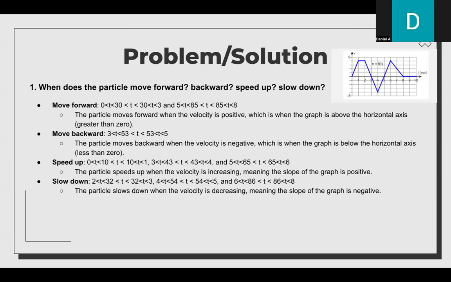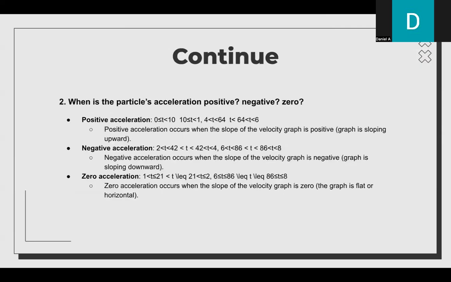Now we slow down: 2 < t < 3, 4 < t < 5, and 6 < t < 8. So essentially the particle slows down when the velocity is decreasing, meaning the slope of the graph is negative. As we continue to the next part: when is the particle's acceleration positive, negative, or 0?